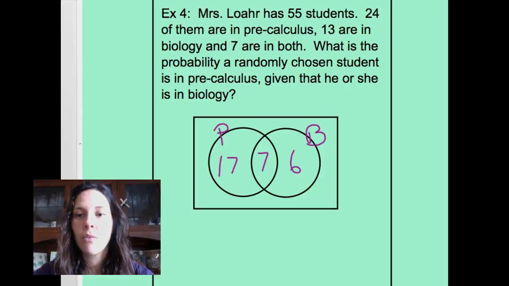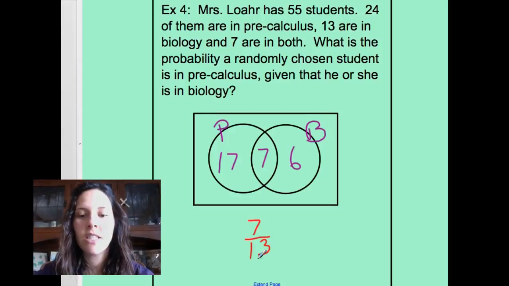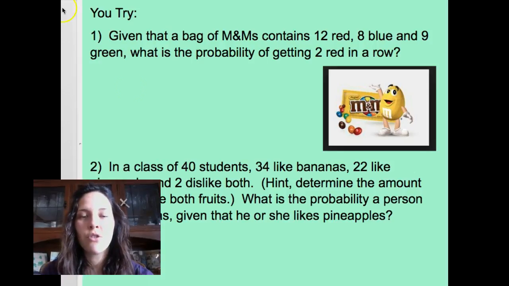So now we can answer our probability question. What is the probability that a randomly chosen student is in pre-calculus, knowing they're already in biology? Well, there are 7 people that are in pre-calculus and biology over the total that are already in biology, which would be 13. So we have a 7 out of 13 chance of finding someone, given that they're already in biology, also taking pre-calc. And now you try questions.